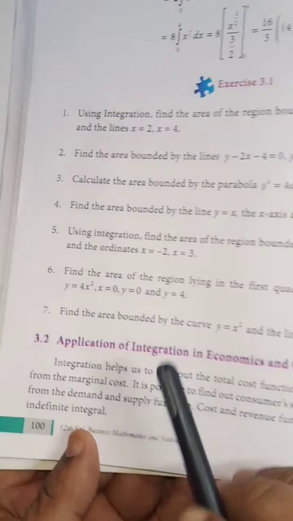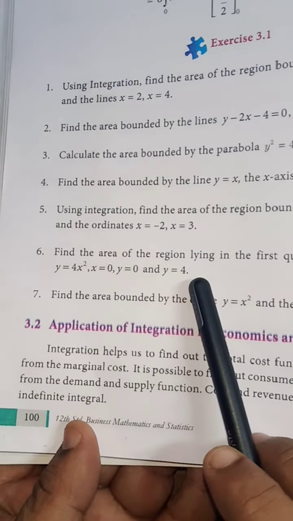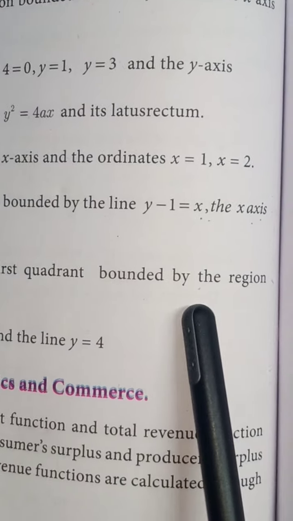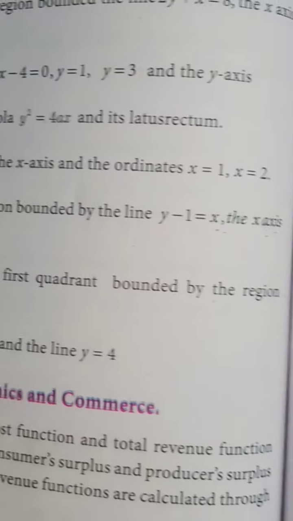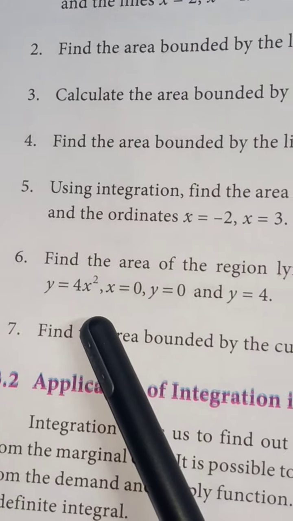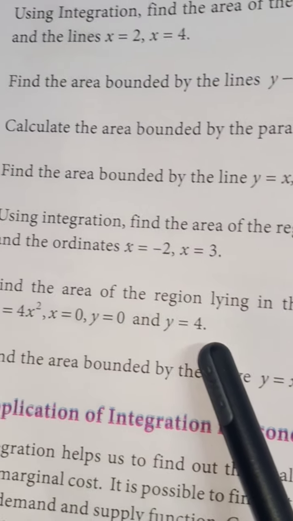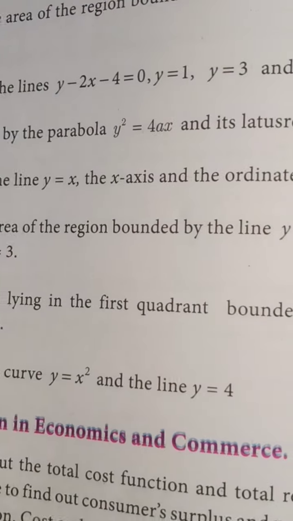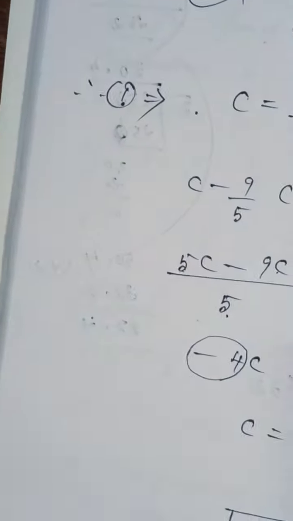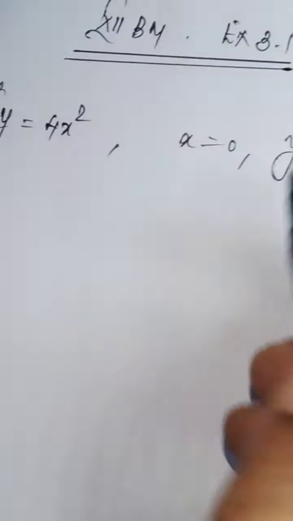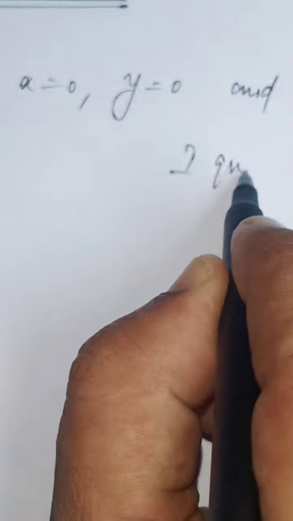Now problem number 6. Find the area of the region lying in the first quadrant bounded by the region y equals 4x squared, x equals 0, y equals 0 and y equals 4. You are given the first quadrant.